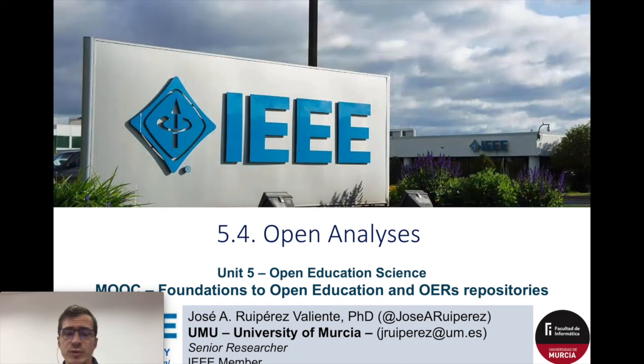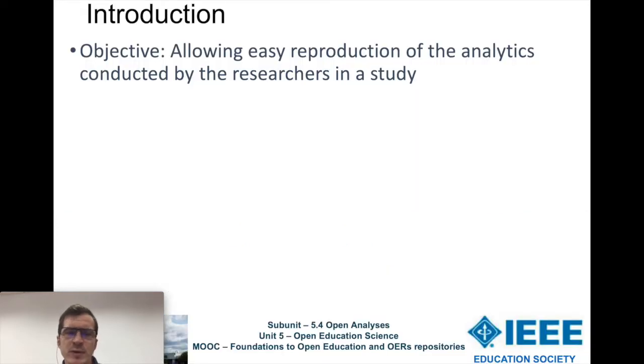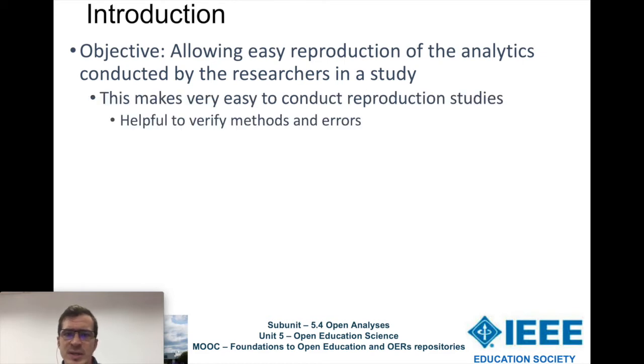Welcome to this fourth subunit on Open Analysis from the Open Education Science unit. The objective of Open Analysis is to make the reproduction of the analytics that you have conducted in your research study much easier by other researchers. This makes it very easy for other researchers to conduct independent reproduction studies, which are helpful, for example, to find mistakes and errors in your methods.